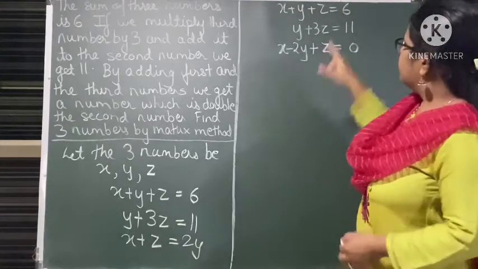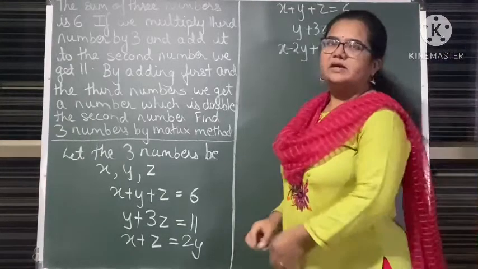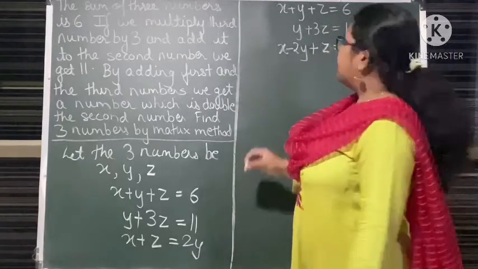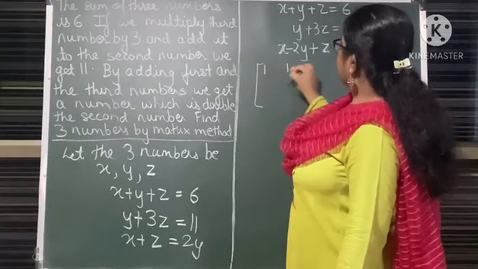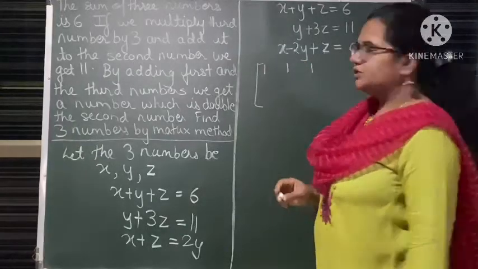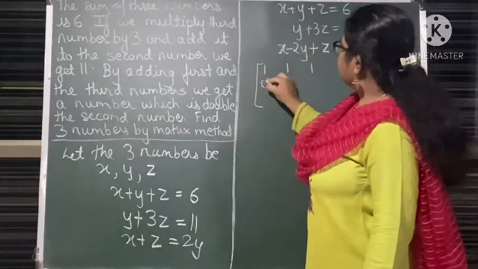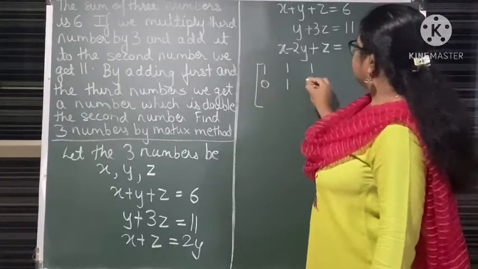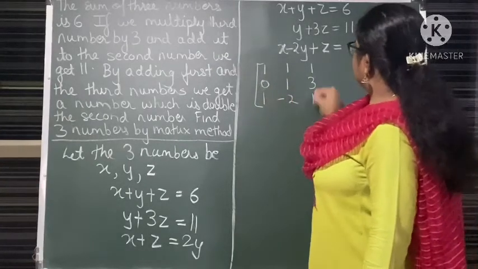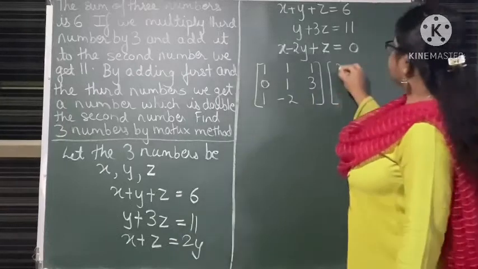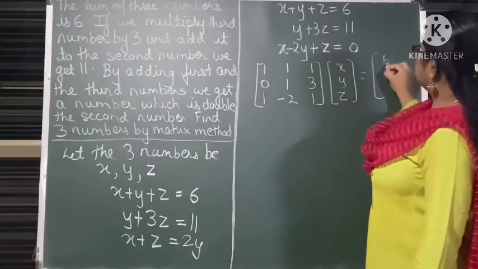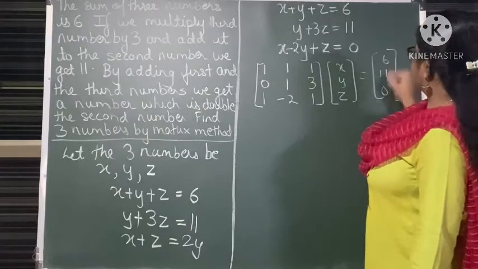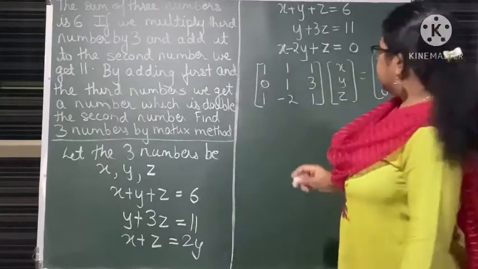So this is your equation format. Now we will write these equations in matrix form. So what will be your matrix form? Coefficient of x, y, z in first equation is 1, 1, 1. Here x coefficient 0, y 1, z 3. Here 1, minus 2, 1 into x, y, z is equal to 6, 11, 0. Okay.